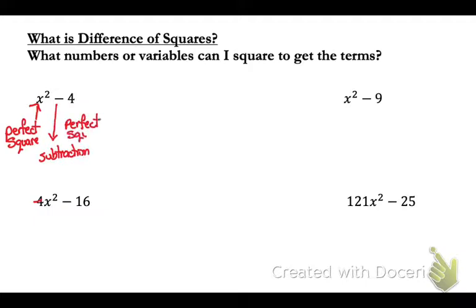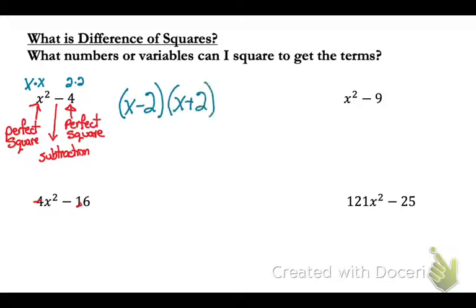Well, what we mean by a perfect square is the product of a number times itself. So x squared is the product of x times x, so x squared is a perfect square. 4 can be the product of 2 times 2, so it is a perfect square. So any time I have this pattern, I can factor that into x minus 2, x plus 2.